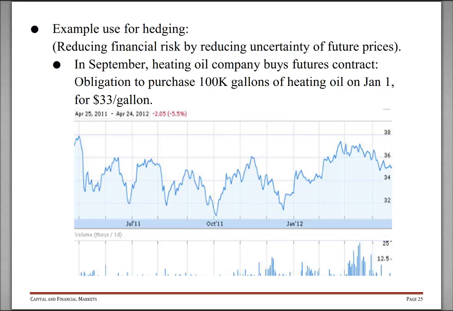Okay, so here's just a quick example of the use of a futures contract for hedging. And what do we mean by hedging? That means reducing financial risk by reducing uncertainty of future prices. So let's say, for example, in September, a heating oil company buys a futures contract as follows. This would be an obligation to purchase 100,000 gallons of heating oil on January 1 for $33 a gallon. Why would they want to do something like that? Well, here is a 12-month price of heating oil in the marketplace, and you can see it's very, very volatile. So if they want to plan ahead with some certainty, they'll say, okay, we may win, we may lose, but if we go into this contract, we know for sure we're going to pay $33 a gallon. That gives us certainty. That makes it easier for us to plan financially for our future.